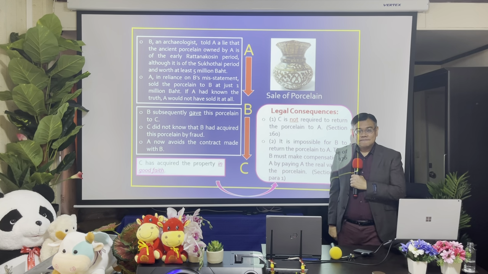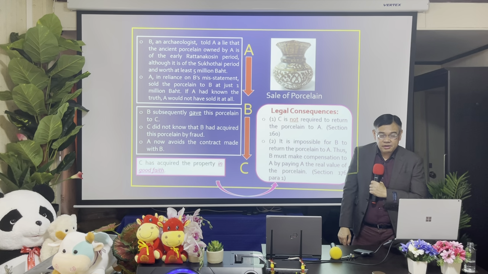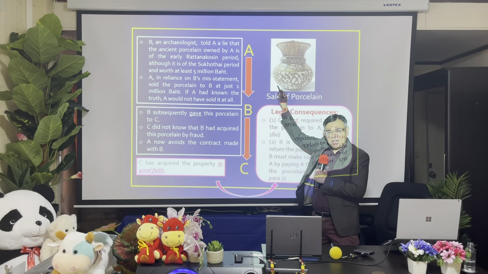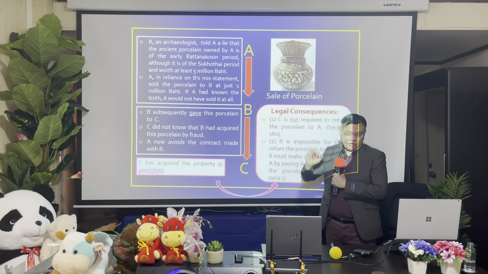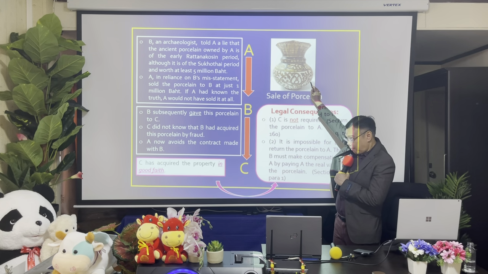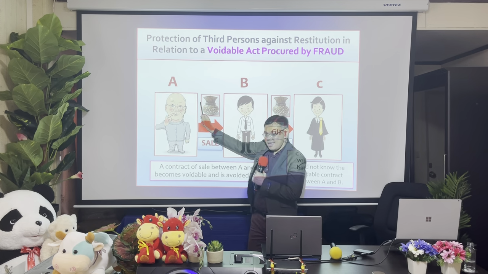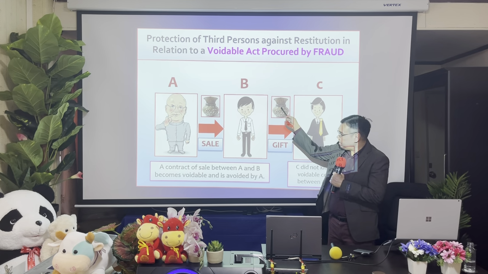We have seen that this is the case of what? We have learned that a statement like this is the fraud, the misstatement, which renders a juristic act voidable. So the contract which has been made between A and B here becomes voidable. Let's suppose that A now avoids his contract. But before the avoidance, B gave this property to C. We can see that before avoidance by A, B, the buyer, gave this property to C.